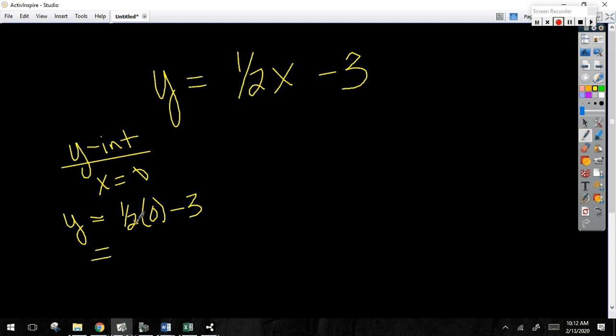But, all right, 1/2 times 0 is 0, and 0 minus 3 is -3. So this little line should be crossing the y-axis at -3, right? How about the x-intercept? You do this on your own real quick, and then we'll do it together.